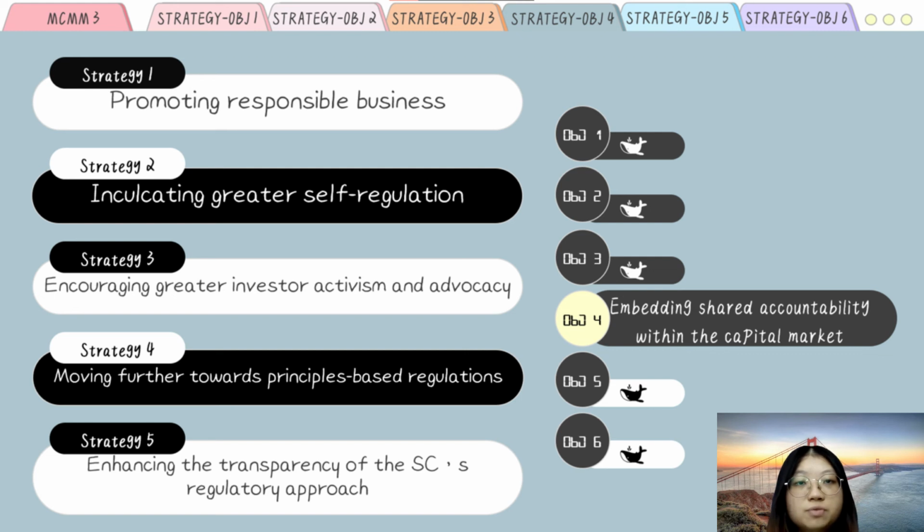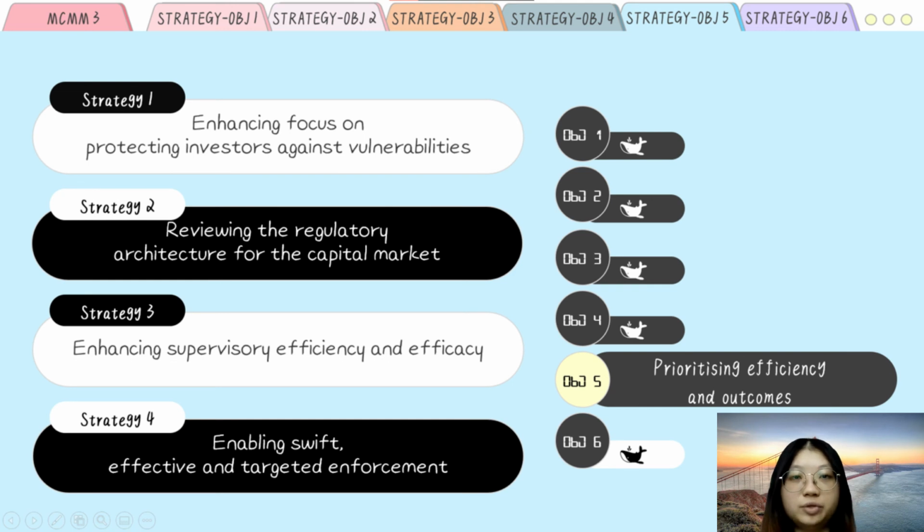The fourth strategy is moving further towards the principles-based regulations. As the application of the principle-based approach in regulatory is at its initial phase, the review for regulations and provisions for principles-based regulations are essential. To provide a better understanding, the SC has enabled regulated entities through the implementation of strategies to engage, educate, and guide market participants. Last but not least of the strategy under this objective is enhancing the transparency of the SC's regulatory approach. In conjunction to the previous strategy, the SC is dedicated to enhance communication of regulatory principles, priorities, and dimensions of decision-making. Next is the fifth objective with 4 strategies.